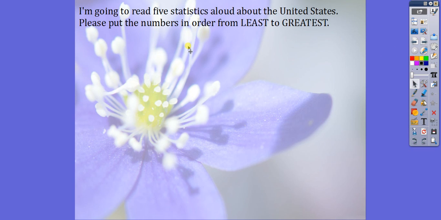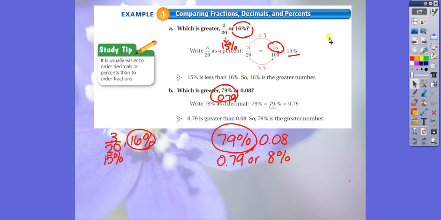And I had you explore that idea when I read 5 statistics aloud about the US, and all 5 of those statistics were given to you as a percentage, so when it was time to put the numbers in order from least to greatest, it was super quick. I then tried to give you them, depending on which class you were in, in different formats, just to show you and highlight how if some were fractions, some were decimals, some were percents, it would have been much trickier to do that quickly.